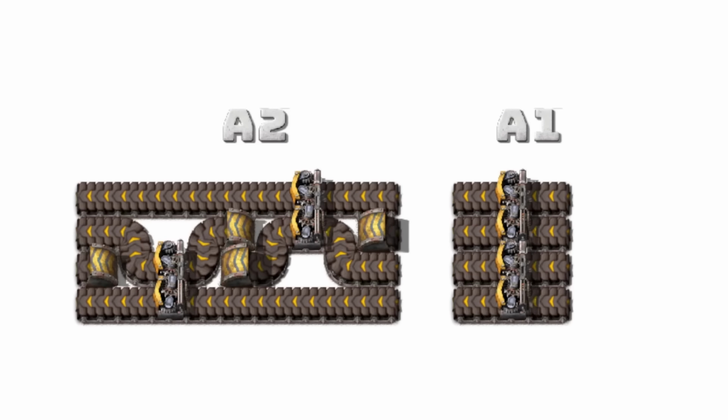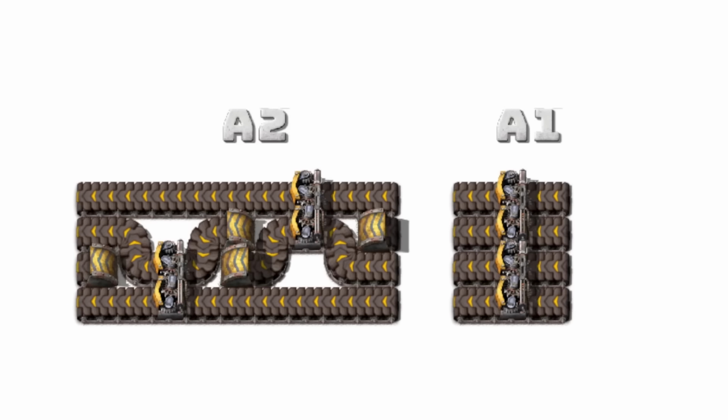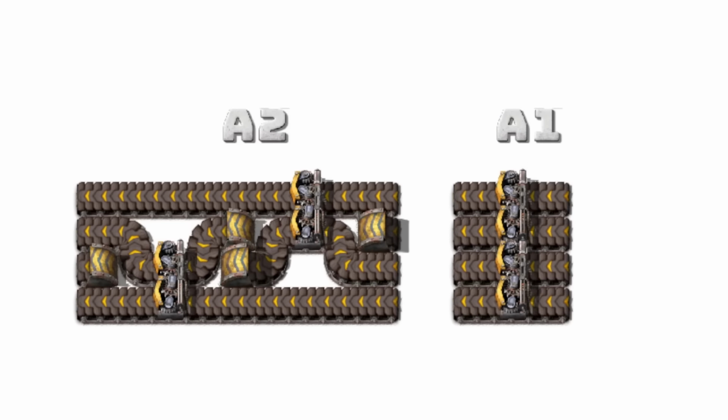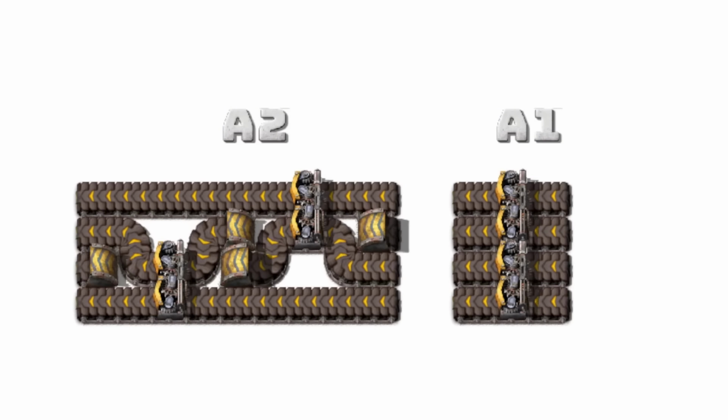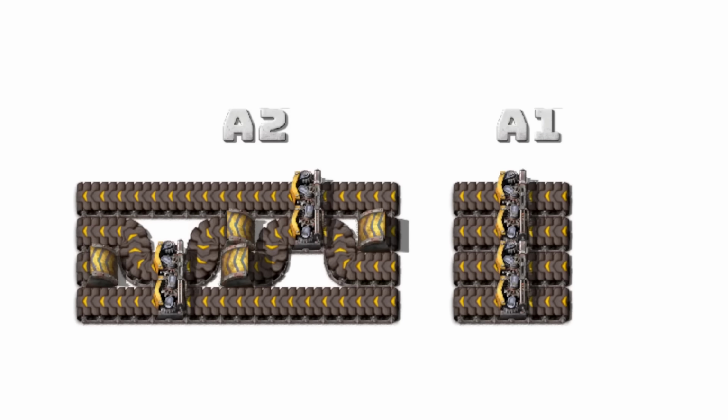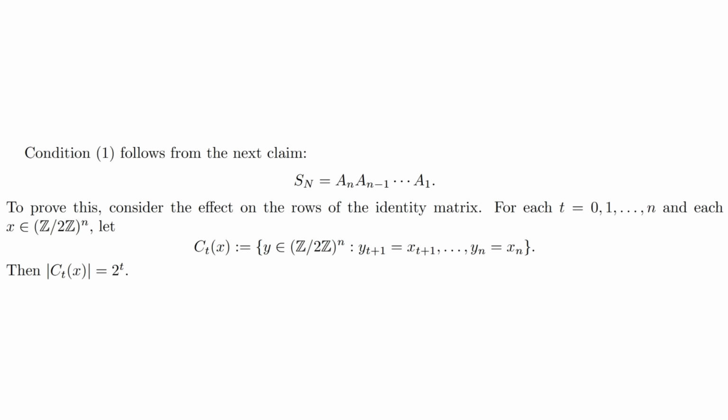Combining A1 and A2 gives us a proper balancer. Note that in this construction we never used any splitter between the belts 1, 4, and 2, 3, and the rest of the proof will show us why missing these splitters are indeed okay. Condition 1 of the theorem follows from the next claim.